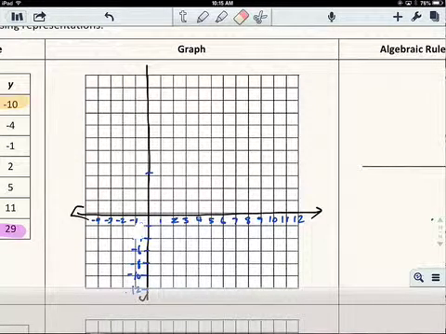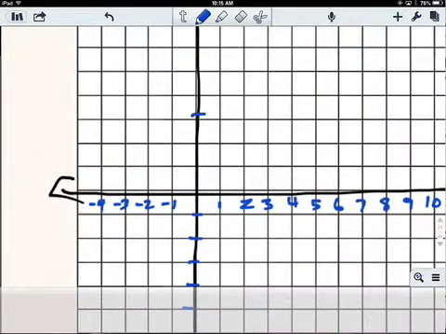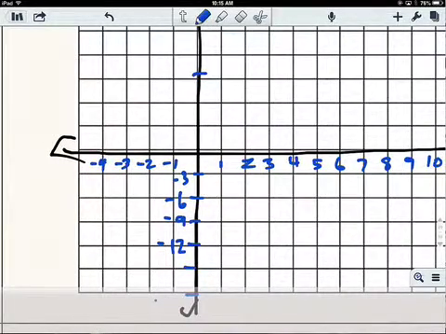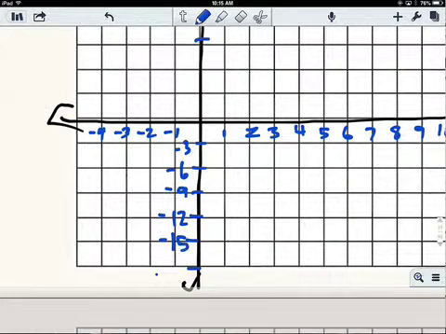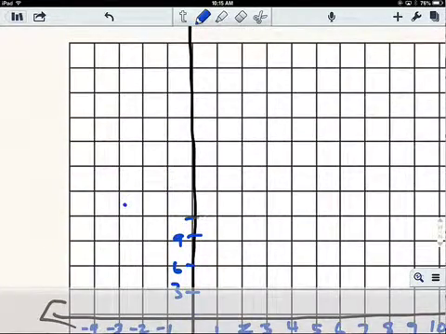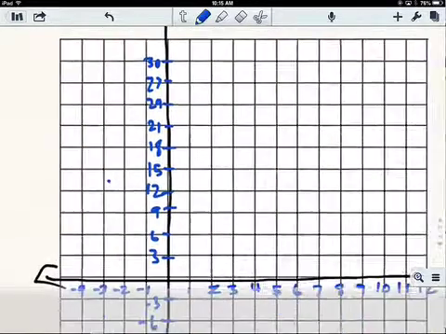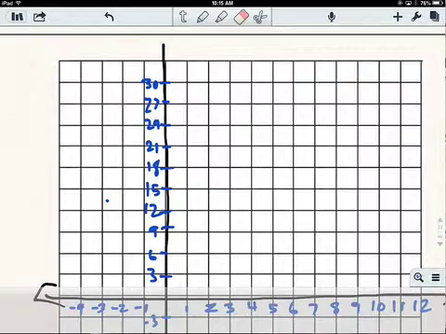I'll just leave that mark there. Okay, let's try counting by threes. So -3, -6, -9, -12, -15, -18. So that looks okay so far. And that would be 3, 6, 9, 12, 15, 18, 21, 24, 27, and there's 30. Okay, so we are in pretty good shape now to start graphing.